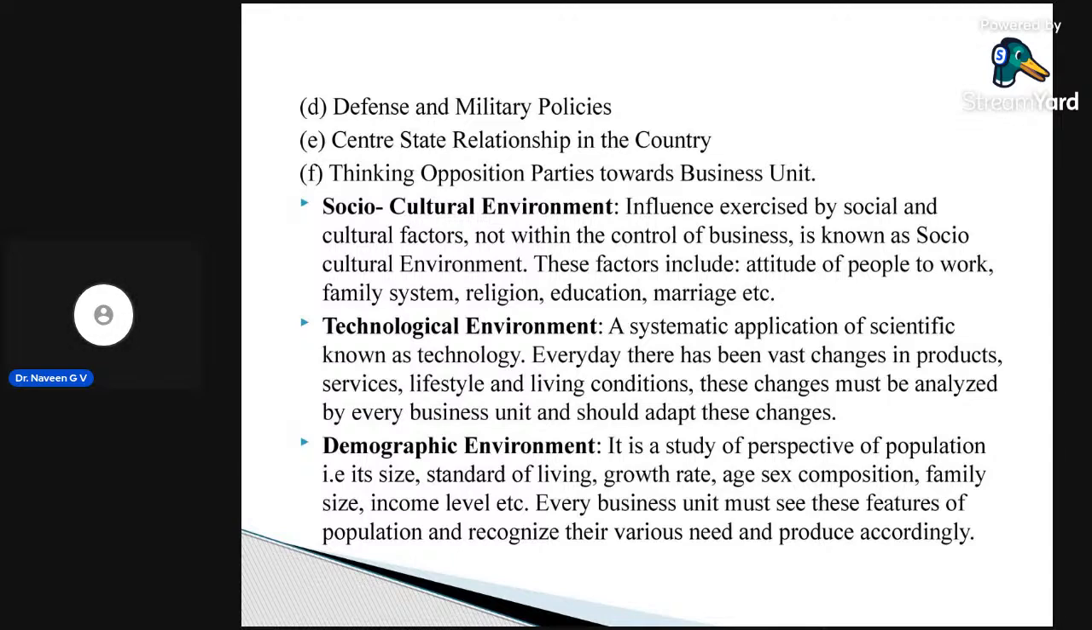Family size is also most important. Nowadays, the joint family, HUF, Hindu undivided family, is becoming less. Income level, etc. Income level is also a most important thing at the macro level. Based on this, educational level and also caste and religion are also part of the demographic environment.